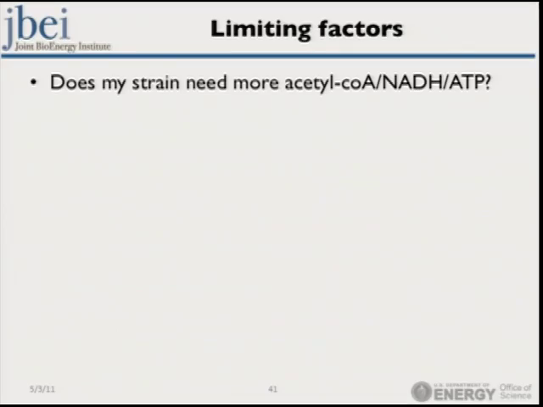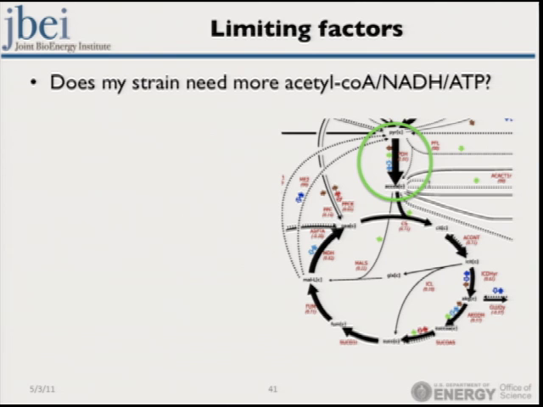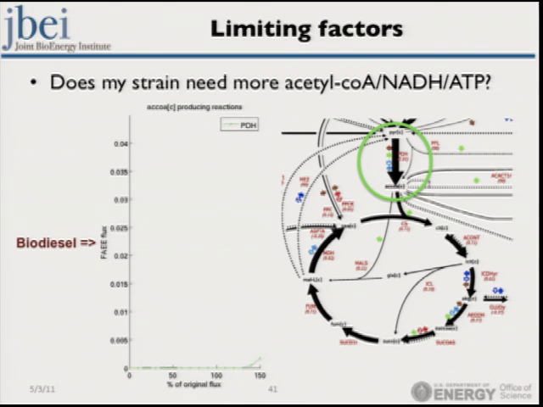And one of the questions that I get all the time is, does my strain need acetyl-CoA or NADH or ATP? Basically, that's what I call a limiting factor. Now, the question that people are really making there is, if I have a reaction like the pyruvate dehydrogenase that creates acetyl-CoA, and I increase that, will I get more biodiesel or not? So if you take this reaction and you increase it by 10, 20, 30, 40, or 50%, am I going to get more biodiesel or not?